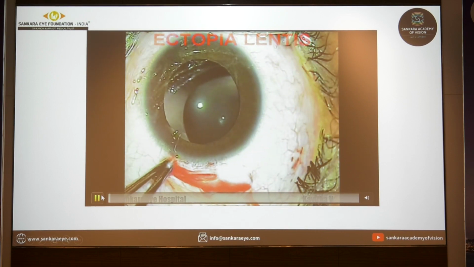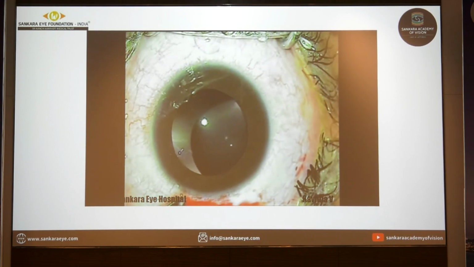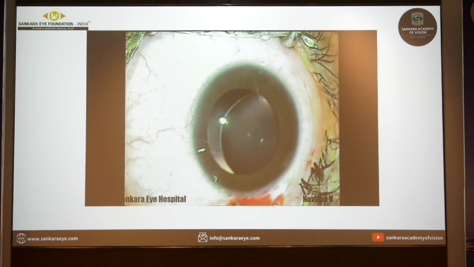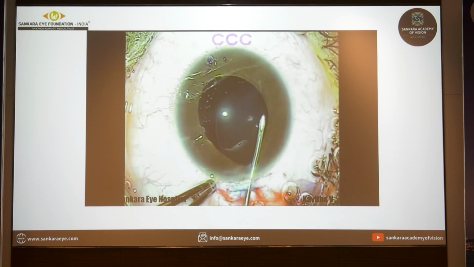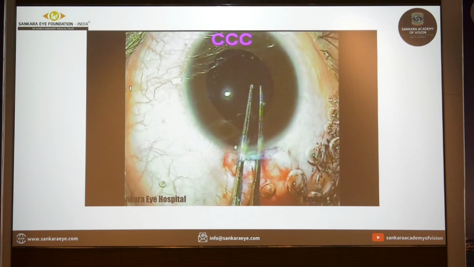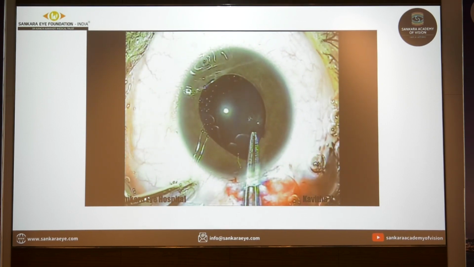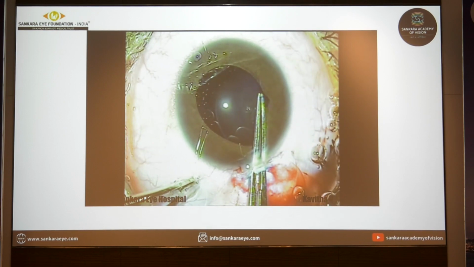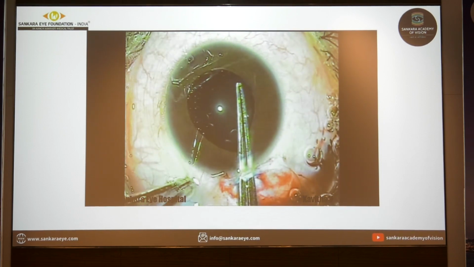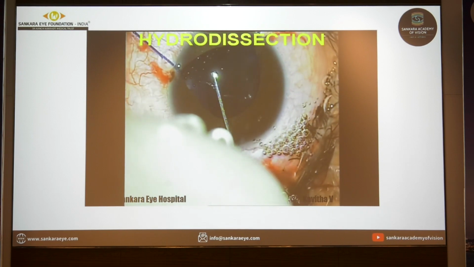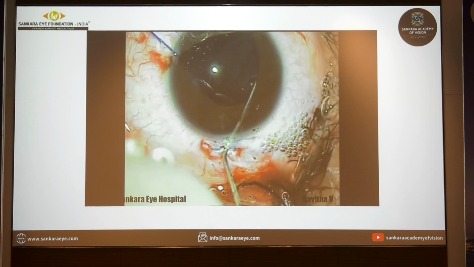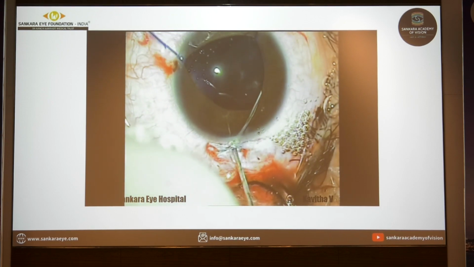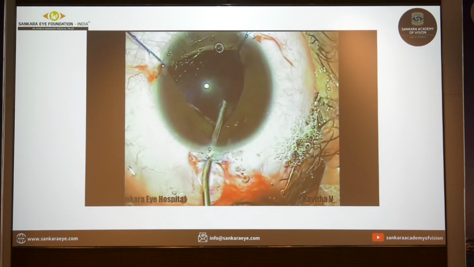This is more than 180-degree subluxation. The zonules are so weak, especially if the eyes are myopic. But otherwise, one can really achieve a good rhexis here. I'm completing the rhexis. This is followed by a gentle hydrodissection. I just infuse in all quadrants.